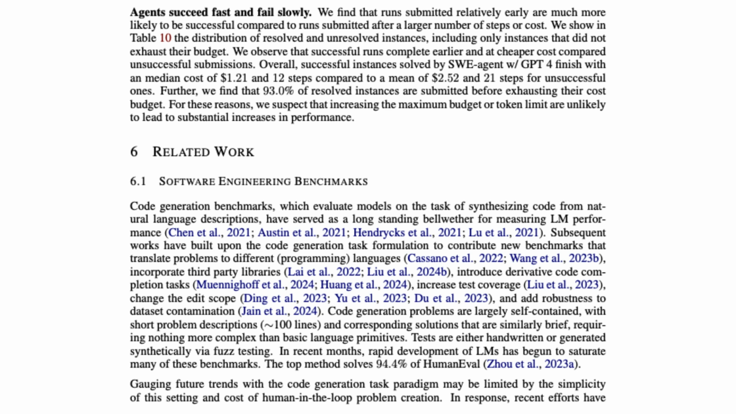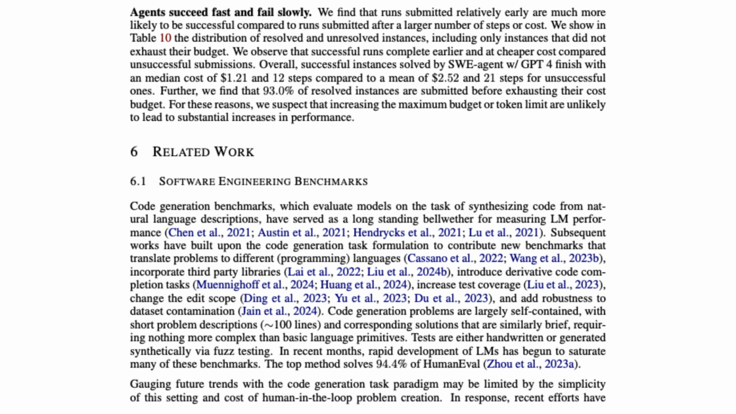Overall, successful instances solved by SWE-agent with GPT-4 finish with a median cost of $1.21 and 12 steps, compared to a mean of $2.52 and 21 steps for their unsuccessful ones. Further, we find that 93% of resolved instances are submitted before exhausting their cost budget. For these reasons, we suspect increasing the maximum budget or token limit are unlikely to lead to substantial increases in performance.